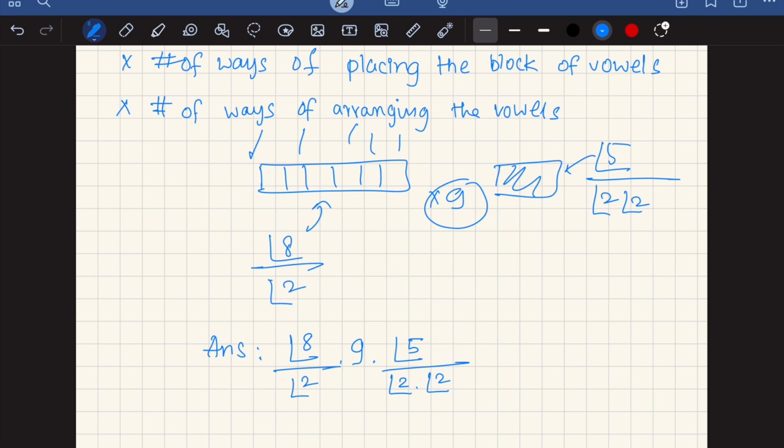But in this case, think of this block of vowels as a single book that you have to keep, because it's a block that we are looking at. There's only one block and you have to put it in one place. Yes, ma'am, I got it. Thank you, ma'am. Okay, good. So are there any other questions?